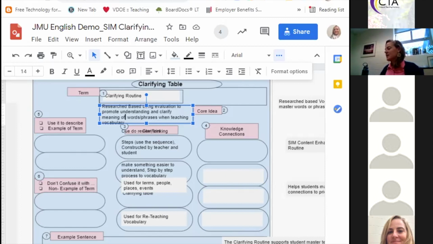So the next thing that we want to do is, what are some prior knowledge, what are some knowledge connectors that you think for the clarifying routine? And when we do knowledge connectors, these are real life examples that help you go, well, this is what's going to help me remember.